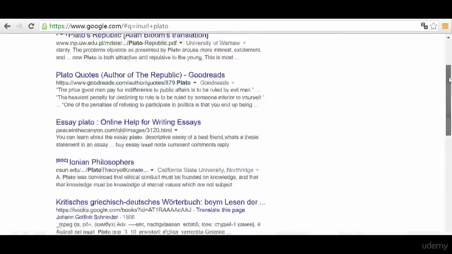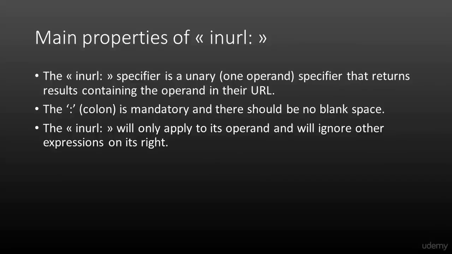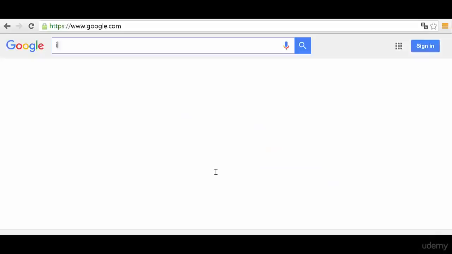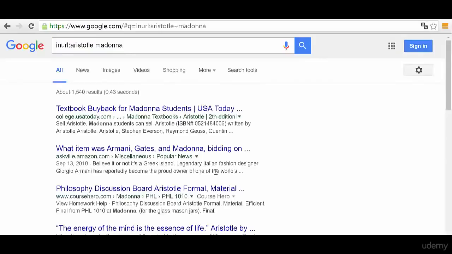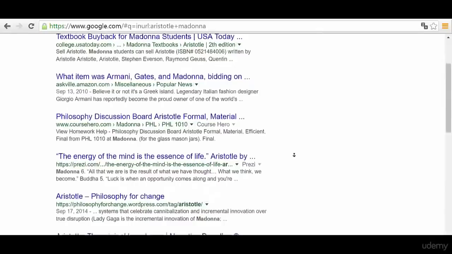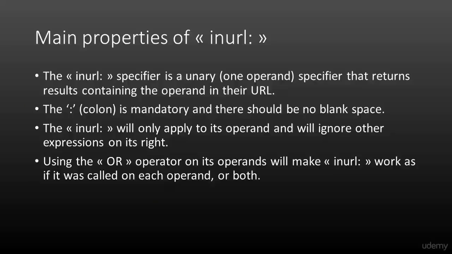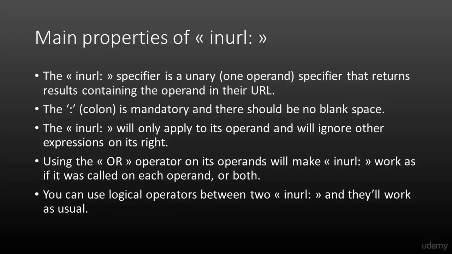The in-URL will only apply to its operand and it will ignore other expressions on its right. Using the OR operator on its operand will make any in-URL work as if it was called on each operand or both of them. You can use logical operators between two in-URL specifiers and they will work as usual.